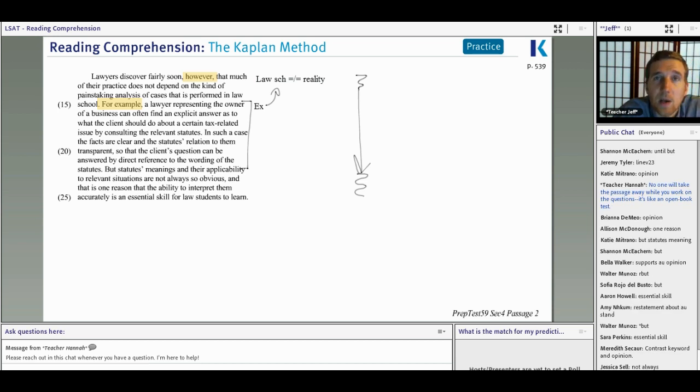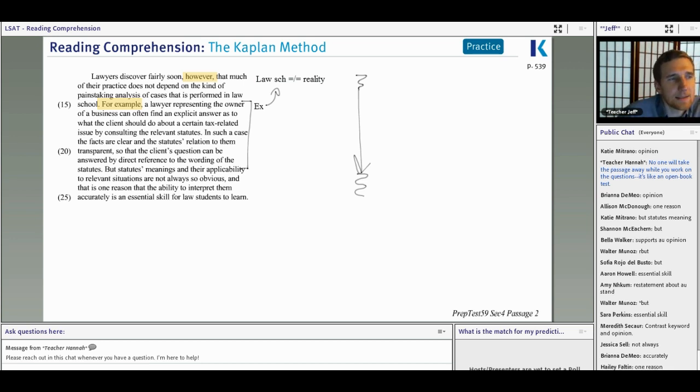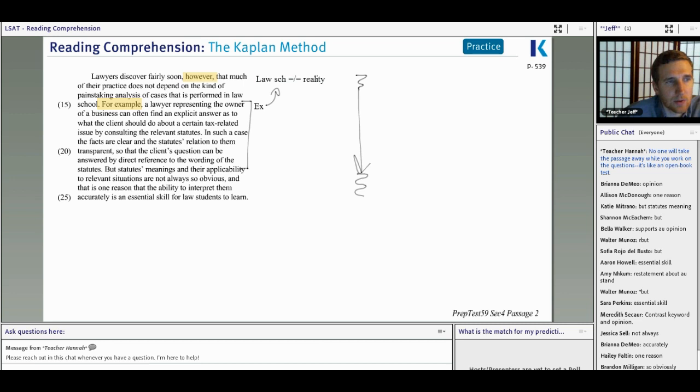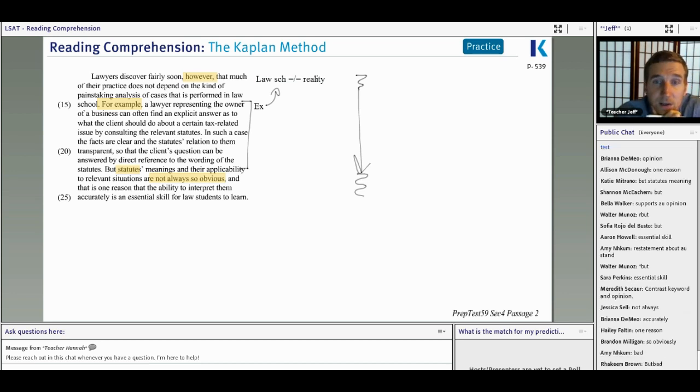Previously, it was really nice because we got what law schools were doing, and the author says, however. But here, yeah, it says statutes are not always so obvious. Now, wait a second. On the surface, what does that sound like? Statutes are not always so obvious. Does that sound like a good thing, or does that sound like a bad thing? Well, it seems like it makes it harder to use, right? So that sounds like it's a negative thing.